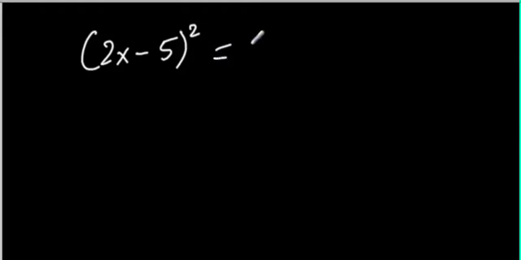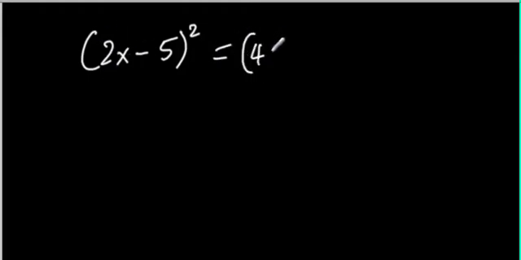The next thing to remember is binomial expansion. For example, if I have (2x - 5) squared, how do you expand this in one step? The way we do it is, remember, it's the first term squared.